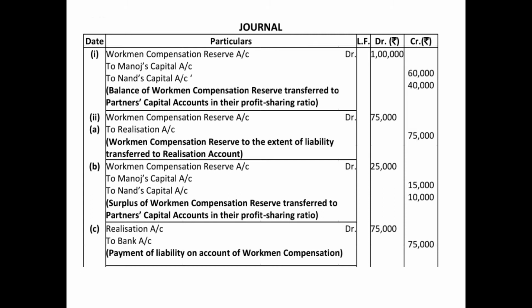Or else you can also pass a combined entry for these 2 entries, that is workmen compensation reserve account debited 1 lakh to realization account 75,000 to Manoj's capital account 15,000 and to Nand's capital account 10,000. And the third entry which is passed here, C, is for the payment of liability. So the liability was amounting to rupees 75,000. So the payment of liability would be realization account debited, since the reserve is already being transferred to the realization account, the liability. So therefore realization account debited to bank account.